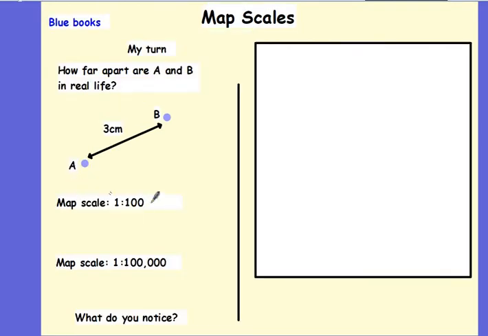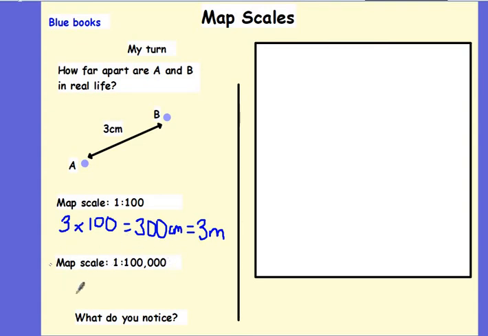Let's do another example. This time my map scale has been given as a ratio. I've been asked how far apart are A and B in real life. So on my map, A and B are 3 centimetres apart. But my map scale says that for every 1 of whatever this might be, in reality it's actually 100 of whatever this may be. So 3 centimetres actually represents 300 centimetres in real life. For every 1 centimetre, it's actually 100 centimetres. We know there's 100 centimetres in a metre, so in real life, these are 3 metres apart.